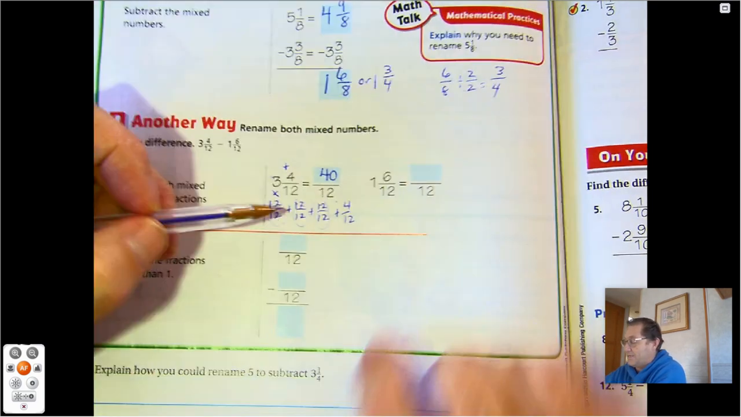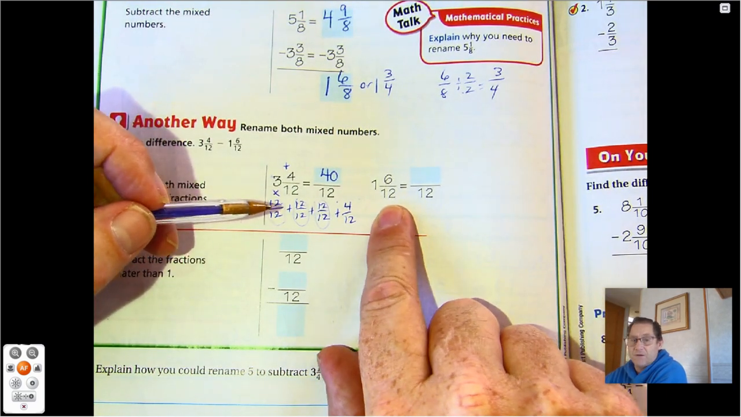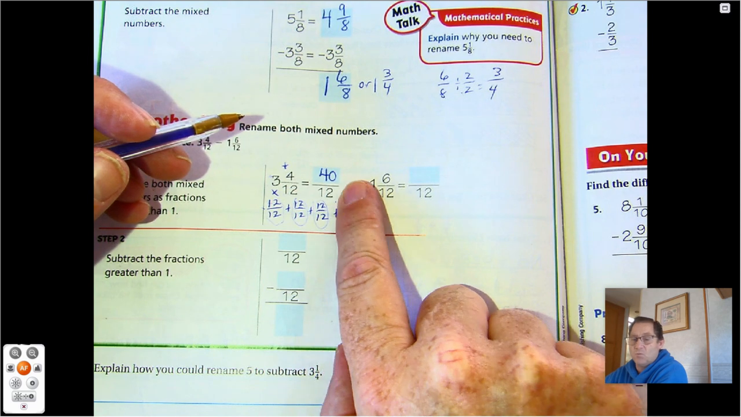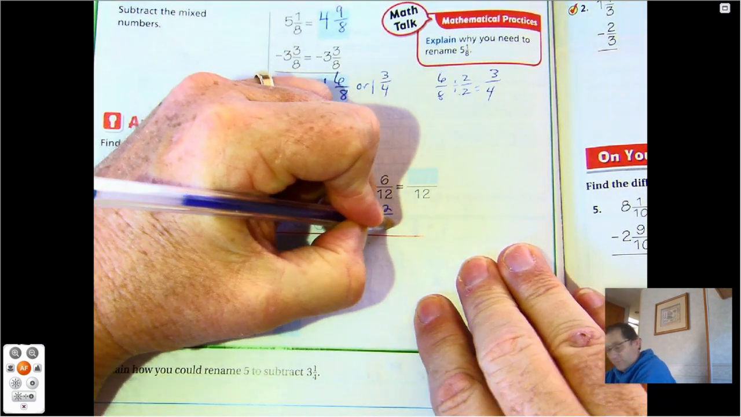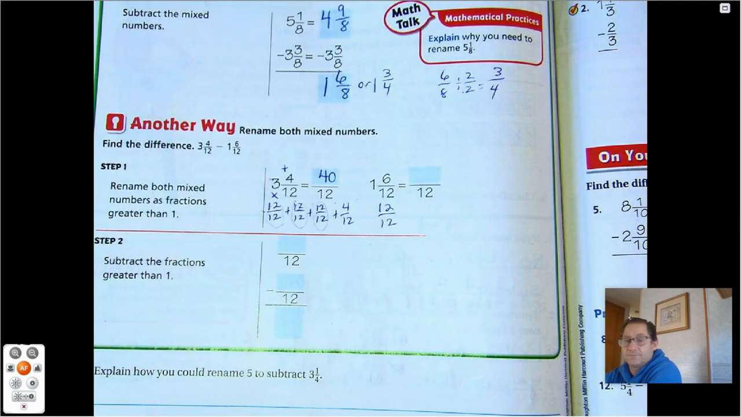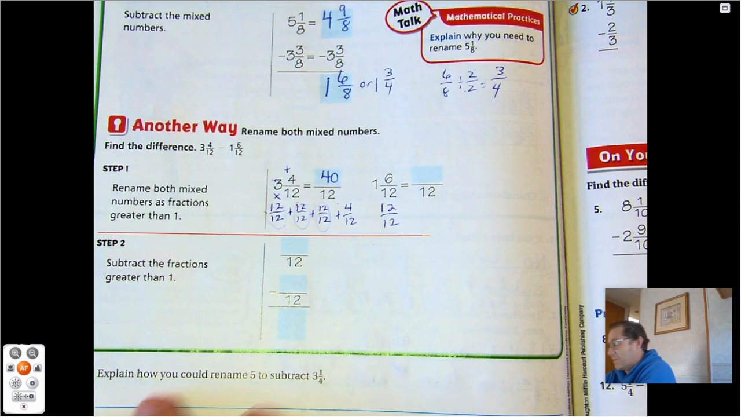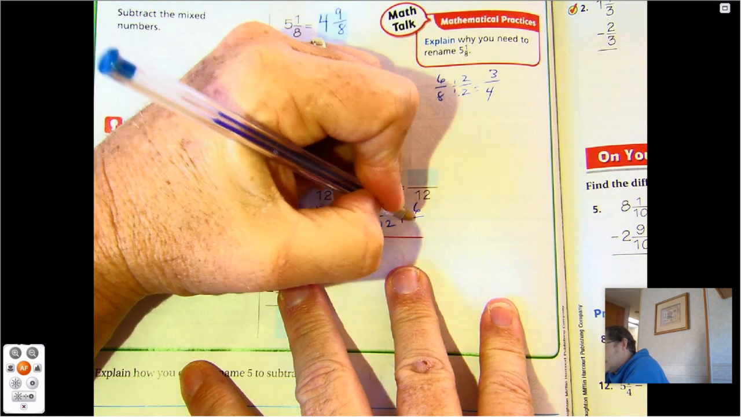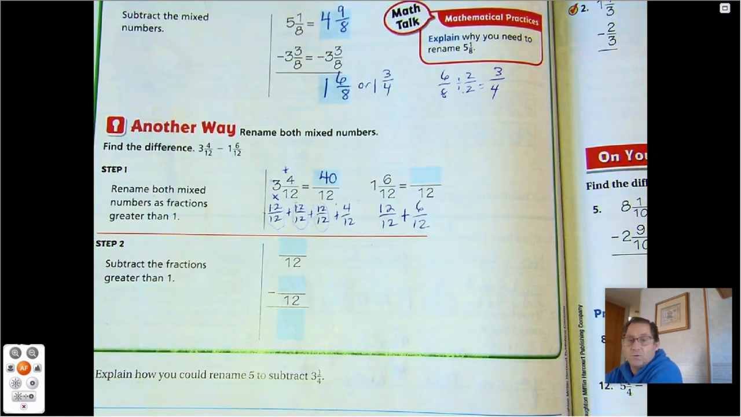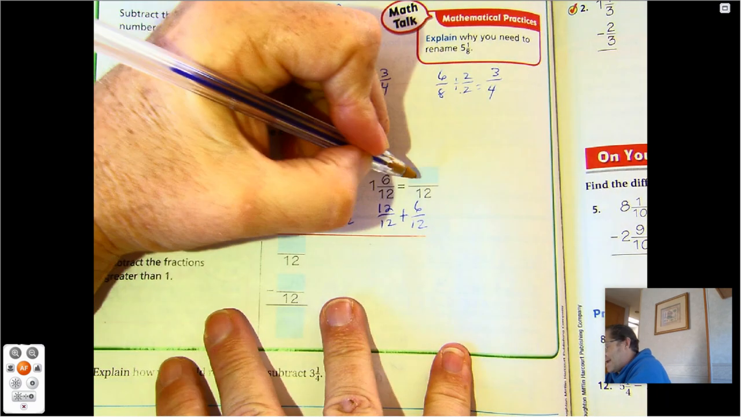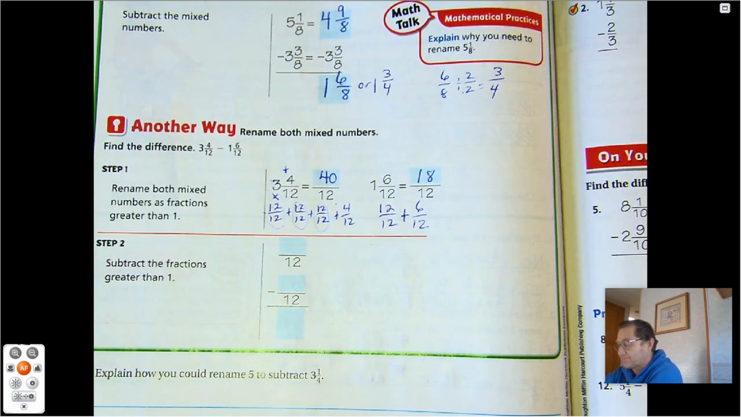Okay. Now in this one, if I was doing that, it would be 12 times 1. So what is 1 in this case? 12/12. 12 times 1 is 12, plus 6/12. Well, 12/12 plus 6/12 is 18/12.